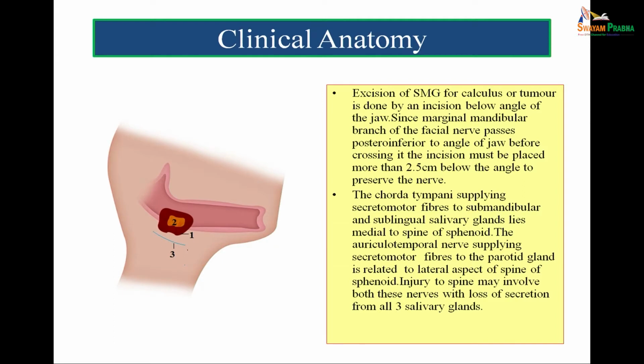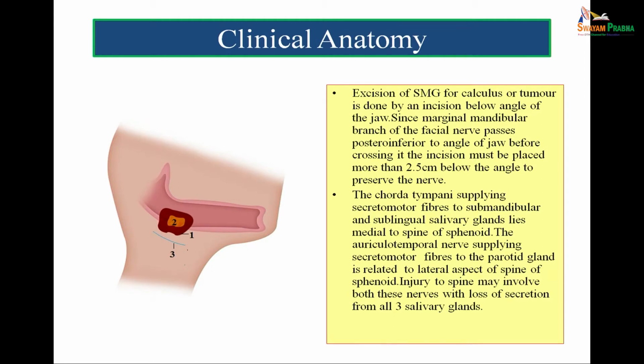Now, this figure on the left hand side is showing the pathological submandibular salivary gland. A tumor is present in this case, and you can see that the line of incision is marked by this blue line indicated by 3. One has to be careful that the cut should be given at least 2.5 centimeter below the angle of the mandible so as to preserve the marginal mandibular branch of the facial nerve. This is an important clinical aspect which should be kept in mind while performing surgeries of this region.